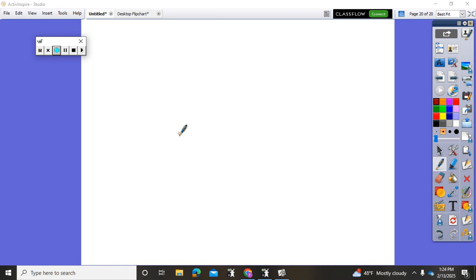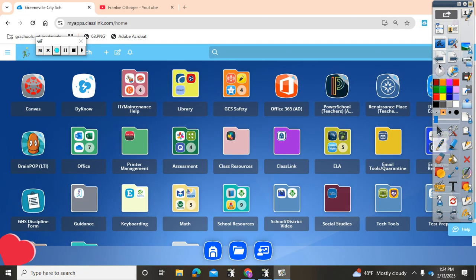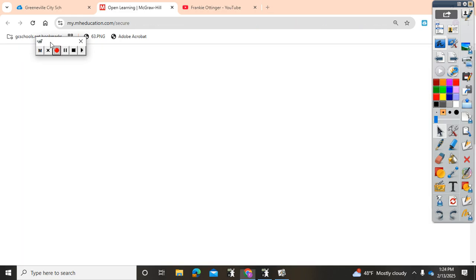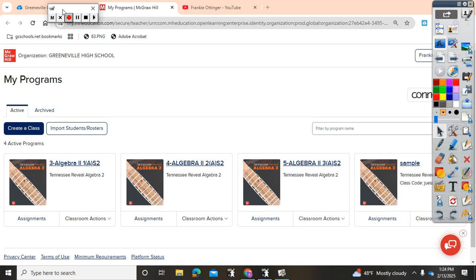Alright, so first thing that I have to show you, because I know some of you left your book home, is how to do this at home if you left your book. And simply, if you'll go to Launchpad on your computer, click Math, go to McGraw-Hill, and this is only if you don't have the book. If you do have a book, you can work out of your book, but if you left your book at school, you can still go get this online.